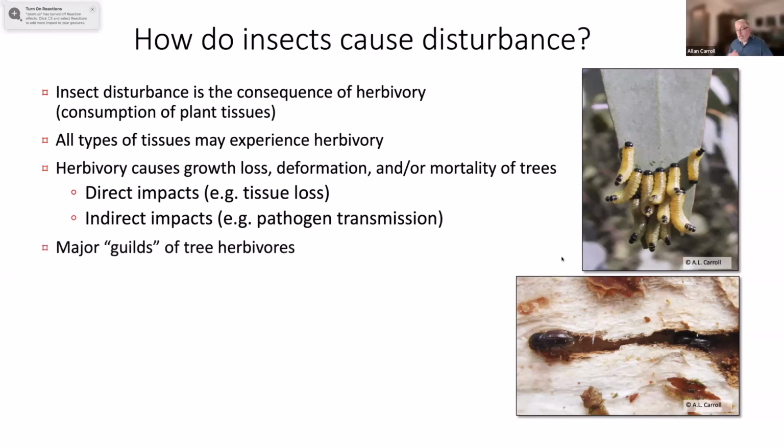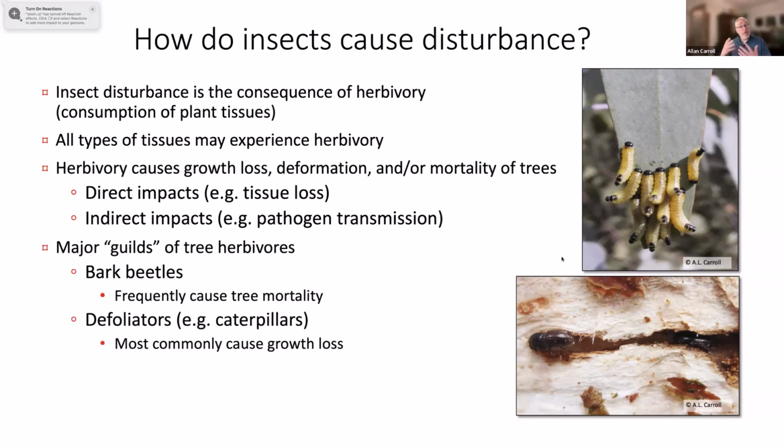For convenience sake, we typically refer to insects that affect our forests as belonging to two different groups or guilds. And the guilds are effectively just a collection of types of organisms that do the same kind of thing. So we're going to talk about two guilds going forward. The first are the bark beetles. And these are guys that feed on the stems of trees and frequently cause tree mortality. And then the others, and this is what we're going to focus on as we go forward, are the defoliators. And these are typically caterpillars that chew on the leaves or needles of trees. And their impacts are usually associated with the loss of growth of a tree.